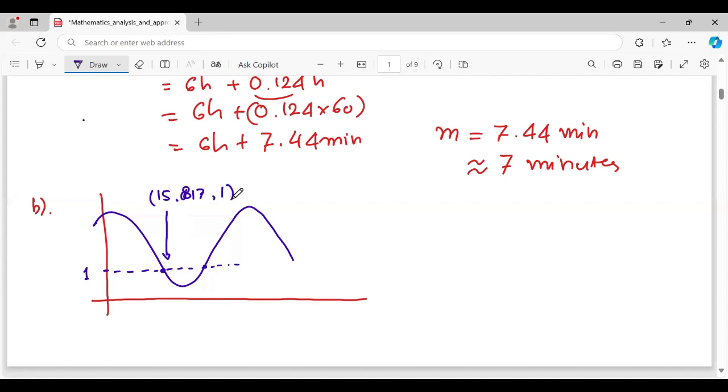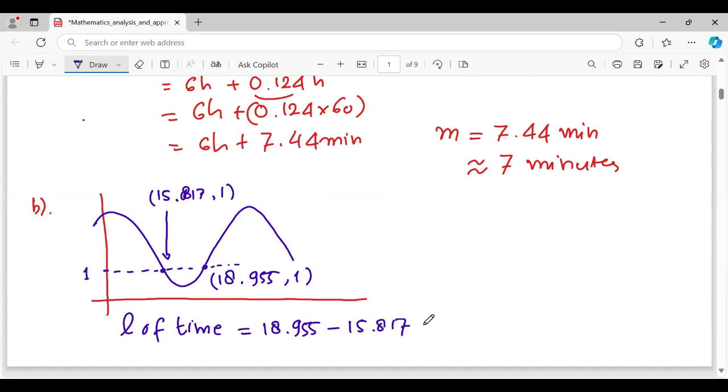And this coordinate point is 1. Right, and this one is 18.955, 1. So it means the length of time should be 18.955 minus 15.817 equals 3.138 hours, or approximately 3.14 hours.